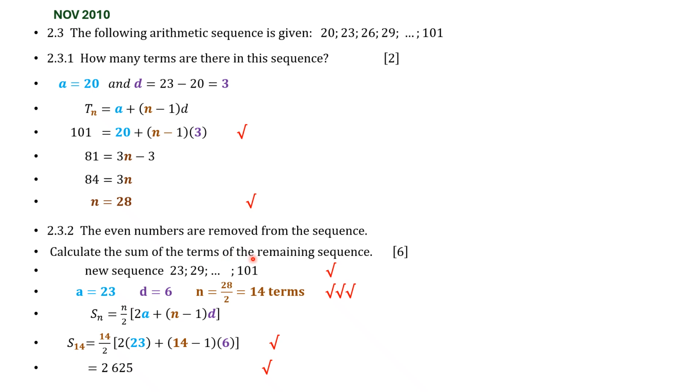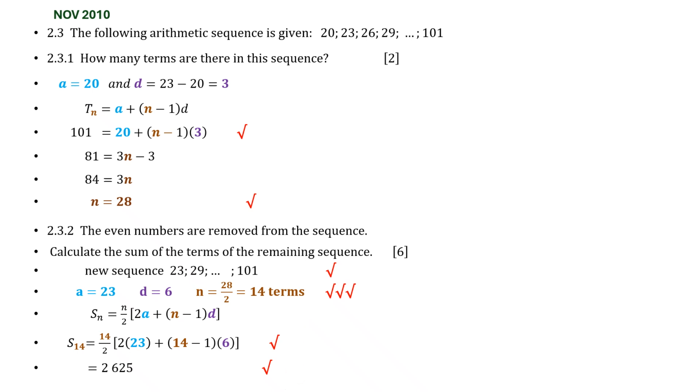Right? Calculate the sum of terms of the remaining sequence. So if I have 28 terms in total, 14 of them would be even and 14 would be odd, meaning half of 28. So A is 23, T 29 minus 23 gives me 6, N 28 divided by 2 gives me 14 terms. So 1 mark for A, 1 for T, and 1 for N. Sn, because they said sum, so Sn equals n over 2, 2a plus n minus 1 times t, n being 14, a being 23, and t being 6. So 14 minus 1, which is 13 times 6, plus 46 times 7 gives me 2625. So 1 for correct substitution and 1 for correct final answer.